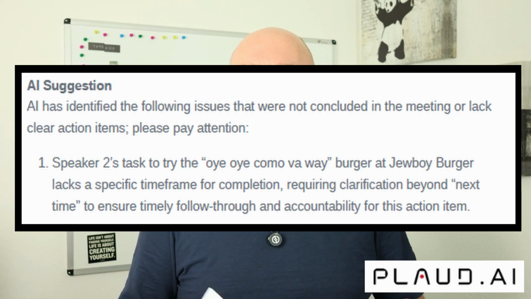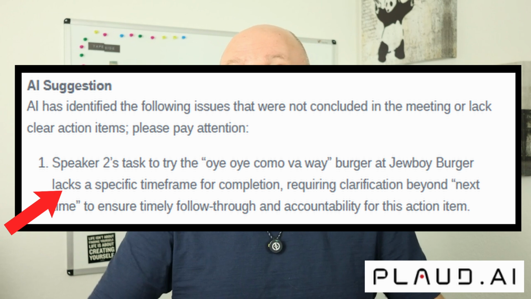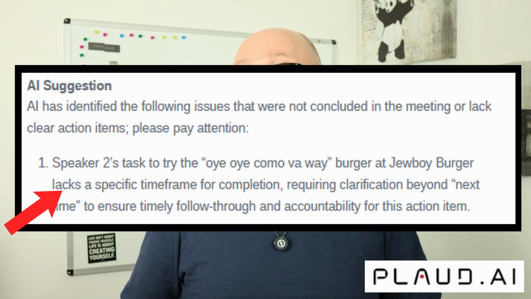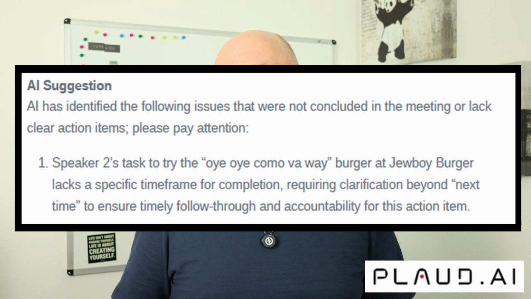Now, Plaud AI does one other cool thing, though. It does give you a summary at the end of the transcript, and it did point out that here was a meeting between 2 people. You had discussed trying out a new burger, but you did not assign a date for an action item. In other words, we didn't agree when I was going to try the burger that Valentino had recommended. So I thought that summary was quite interesting to add at the end.